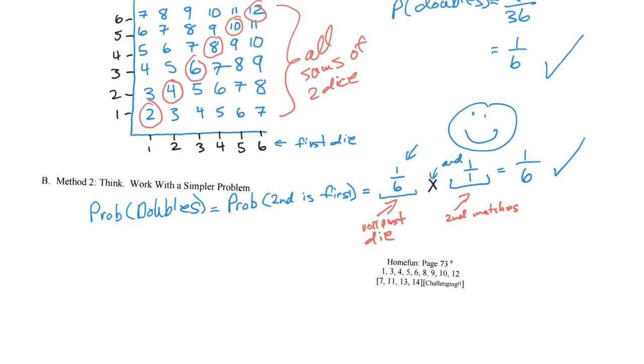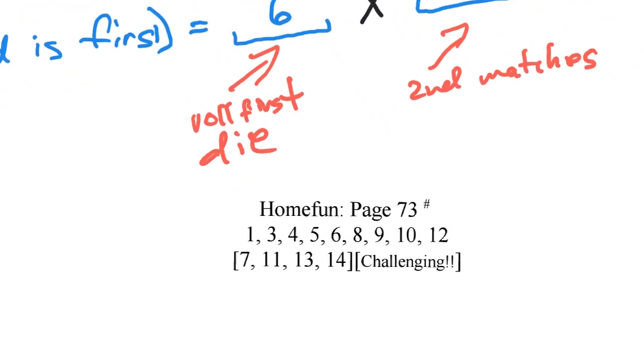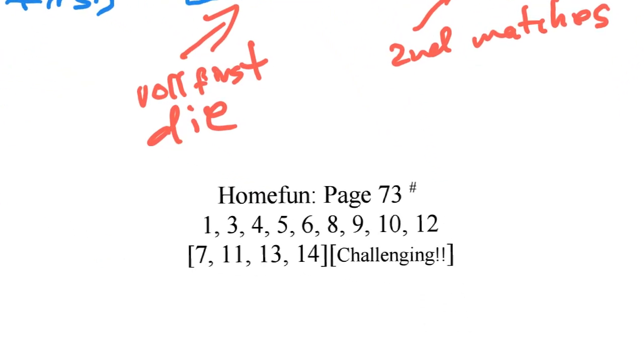So here is our homework for today. You're going to be doing page 73, number 1, 3, 5, 6, 8, 9, 10, and 12. Now these last ones, 4, 7, 11, 13, and 14, are challenging. These ones I want you to try. You don't have to get them, but I just want you to try them.